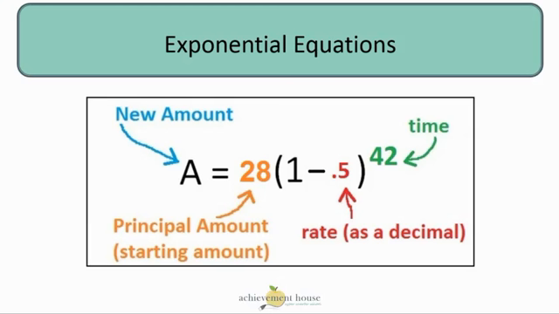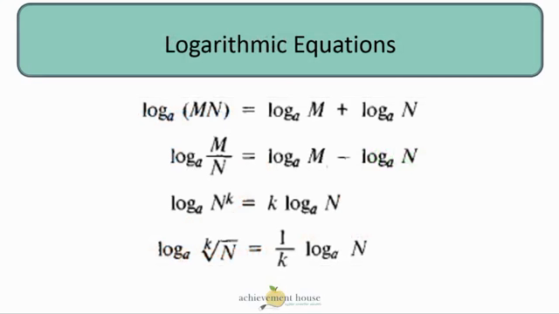So if we bought a car for $30,000, that would be our principal amount. And if the value decreased at a certain rate every year, after a certain amount of years, we could figure out what the value of the car was. Or we could figure out maybe how long it would take for the value of a car to reach a certain amount. After we talked about exponential equations, we introduced logarithmic equations.